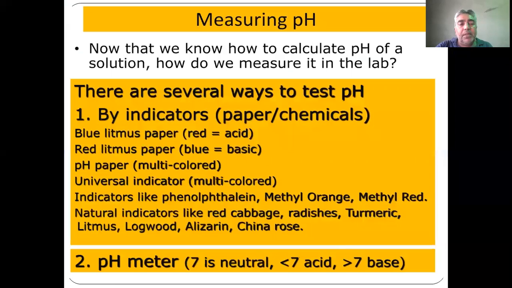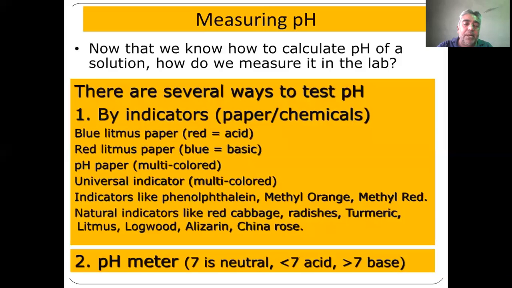Then next is measuring pH. Now that we know how to calculate pH of a solution, how do we measure it in the lab? First of all, I want to tell you what is pH: power of hydrogen, the concentration of hydrogen ion. There are several ways to test pH. Number one, by indicators, paper and chemicals.